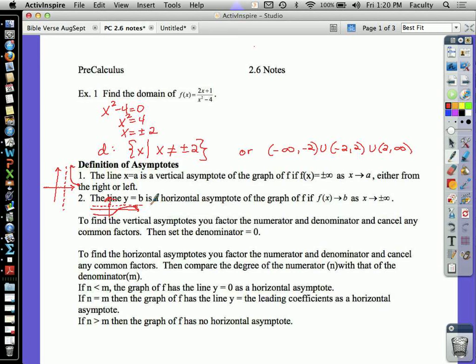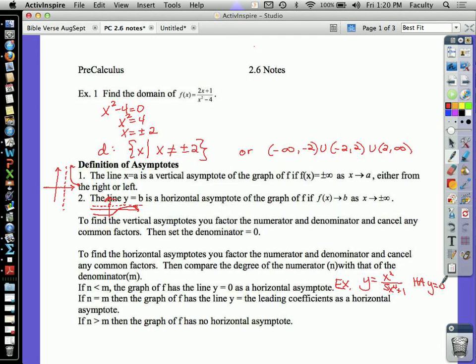To find horizontal asymptotes, you find your numerator and denominator, the degree. If the degree of the numerator is smaller than the degree of the denominator, the horizontal asymptote is y equals 0. So for example, if I give you y equals x squared over 5x to the 4th plus 1, the degree of the numerator is 2. The degree of the denominator is 4, so it has a horizontal asymptote of y equals 0.